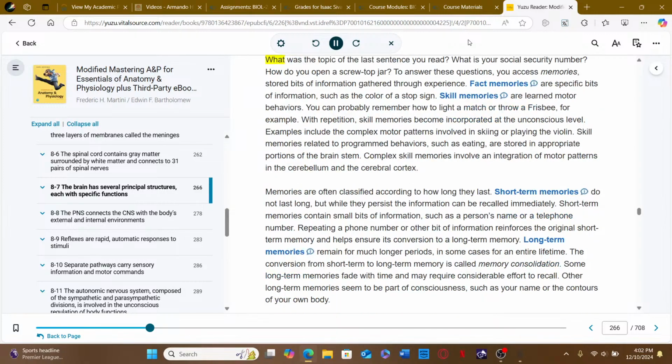Memory. What was the topic of the last sentence you read? What is your social security number? How do you open a screw top jar? To answer these questions, you access memories, stored bits of information gathered through experience.